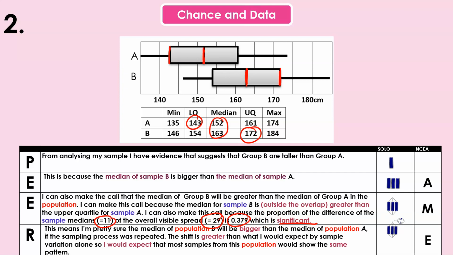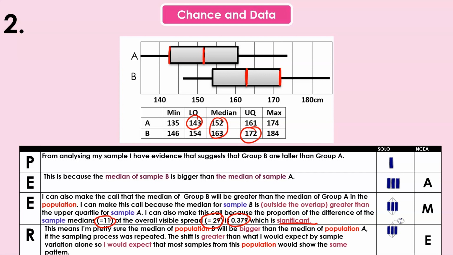I'm pretty sure that the median population of B will be bigger than the median population of A. If the sampling process was repeated, the shift is greater than I'd expect by sample variation alone. I would expect that most samples from this population would show the same pattern.